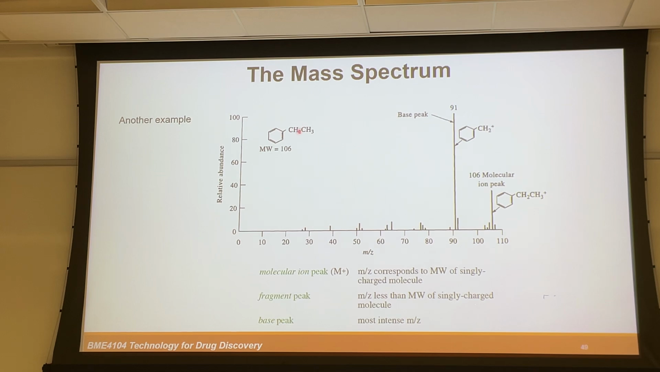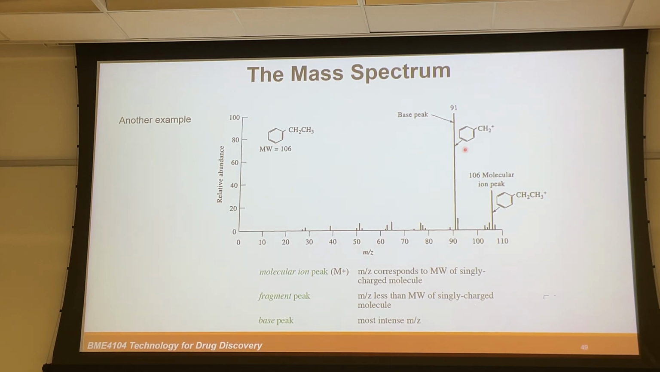Not this bond, like this bond here, between these two carbons. So this is very easy to break. So you have this one left over. So you see the base peak at 91. All right, so that is how this one would look. So now you'll see.